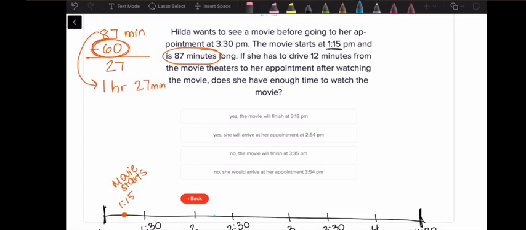So 1 hour after 1:15 would land me at 2:15. And I'm going to add 27 minutes to that. So 15 plus 27, that's going to give me 2. Carry the 1. That would be 3 plus 1 is 4. So that means that the movie is going to finish right around here, which is 2:42 p.m.